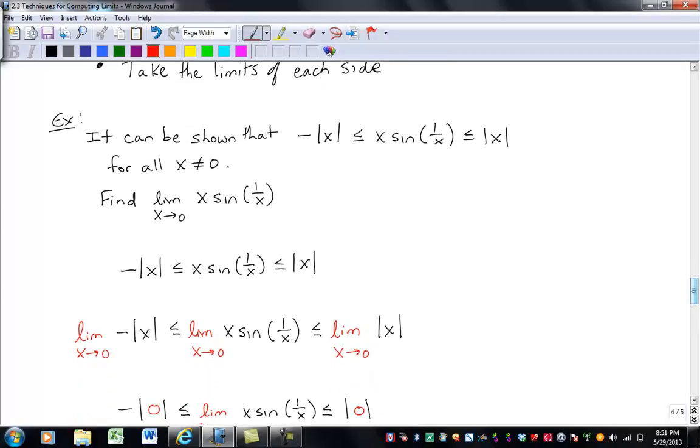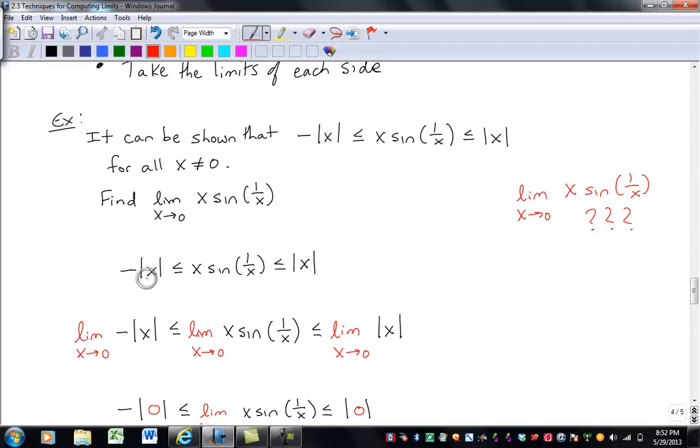So the first one says that you can show that x sine 1 over x is between negative absolute value of x and positive absolute value of x. And they want you to find the limit as x goes to 0. In all honesty, we have no techniques for finding limits of trig functions at the moment. And notice if I plug in 0 for x, it'll make this the sine of 1 over 0, which doesn't make sense. So I don't know what this limit is at all. But I can find the limit of the absolute value of x at 0. I can plug in 0.